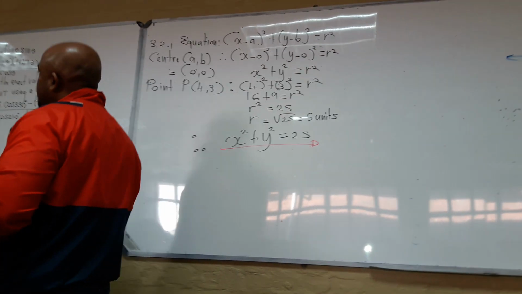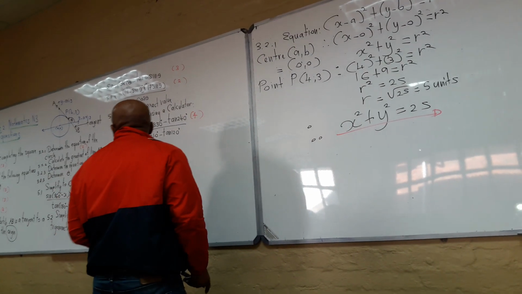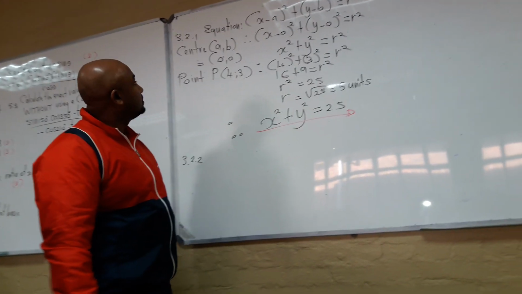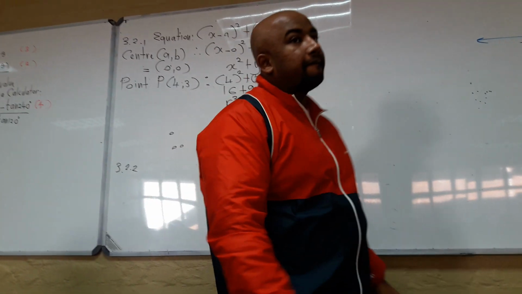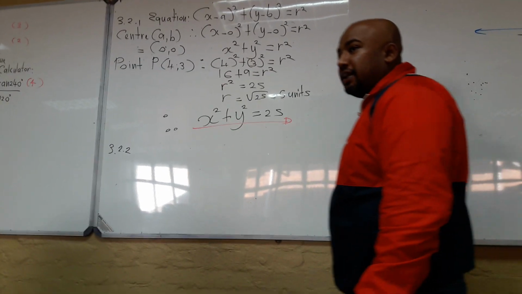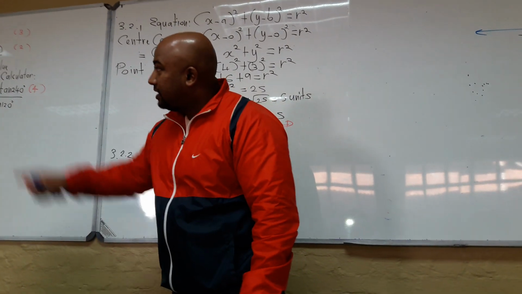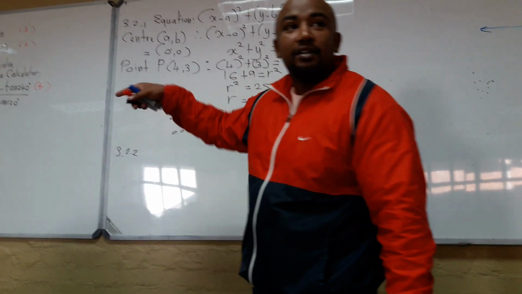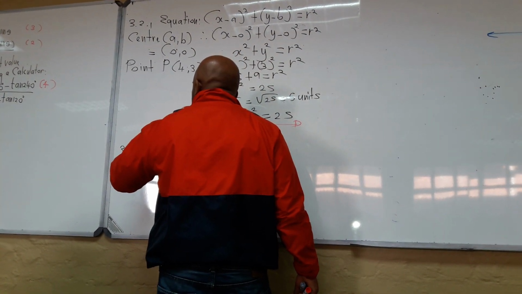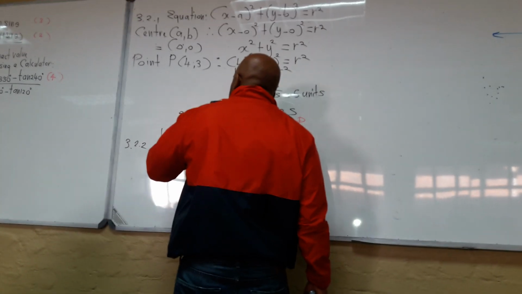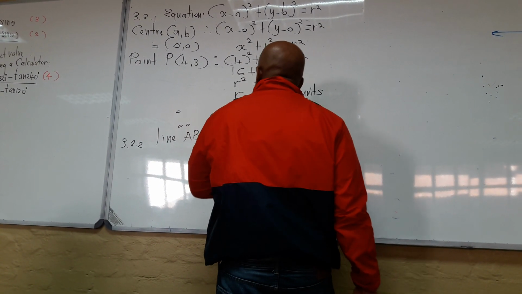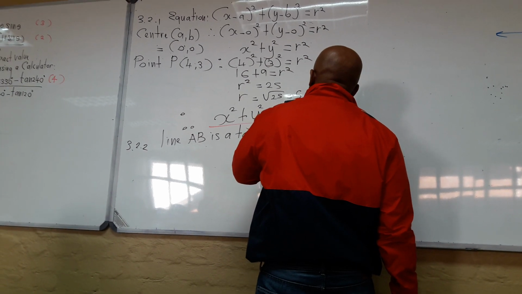Calculate the gradient of line AB. So if you read the information and look at the diagram and the given information, what is line AB? Line AB is a tangent to the circle. Tangent.